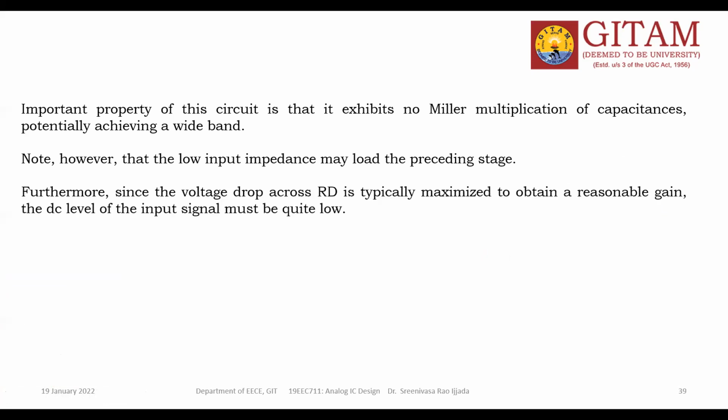And one more, since the voltage drop across RD is typically maximized to obtain reasonable gain, the DC level of the input signal must be quite low. So the DC is also low. Two things: one is that it may provide a loading effect on the previous stage, and moreover, across RD a maximum voltage will be dropped, so the DC level of the signal may be quite low.